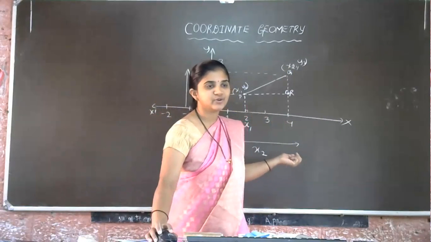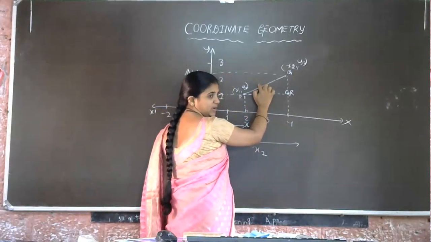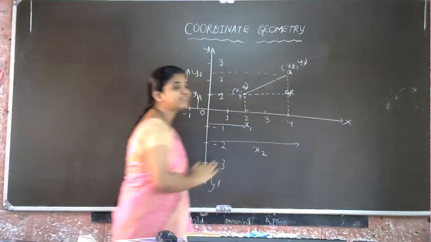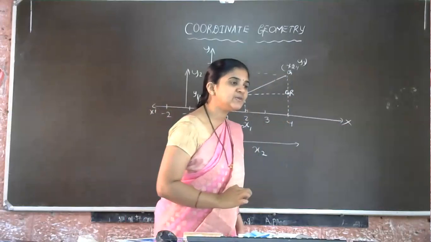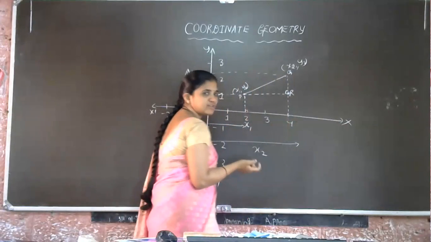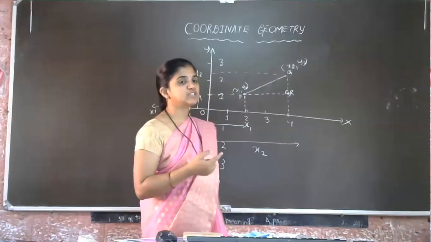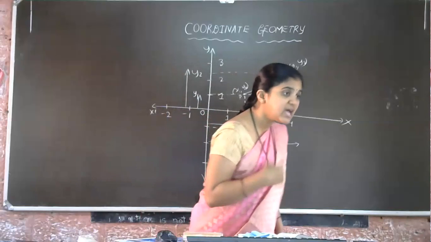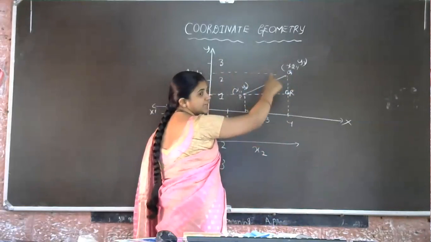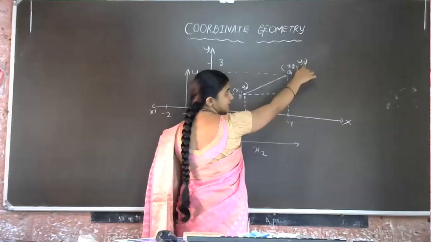What can we observe here? We need the distance of PQ, the length of PQ. Here I got the right angled triangle, so yes, we can use the Pythagoras theorem. We all know the Pythagoras theorem that in any right angled triangle, the square on the hypotenuse is equal to the sum of the squares of the other two sides. So here we got triangle PQR. P coordinates x1, y1. Q coordinates x2, y2.